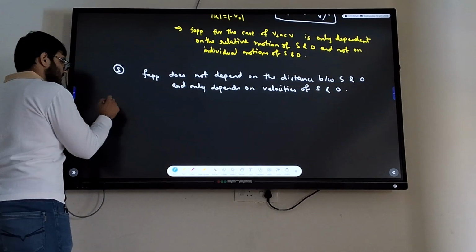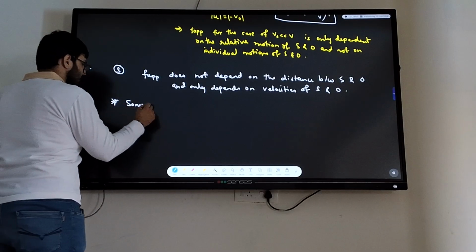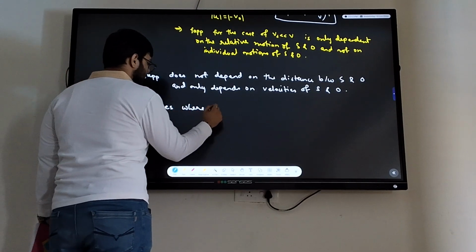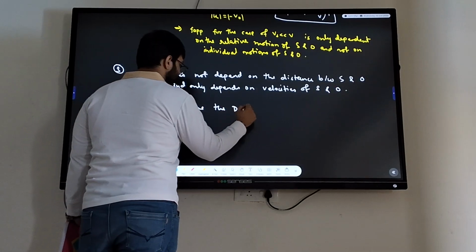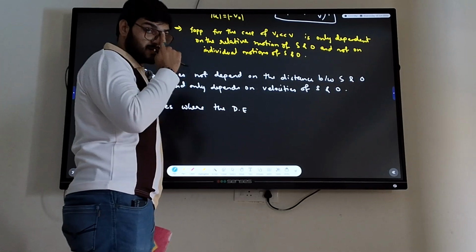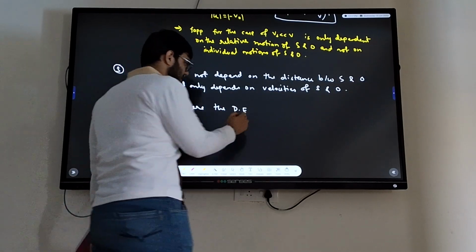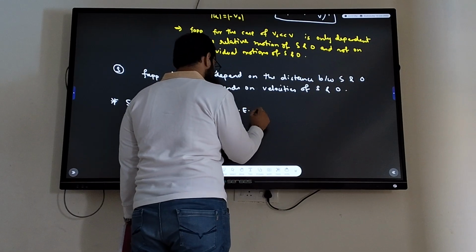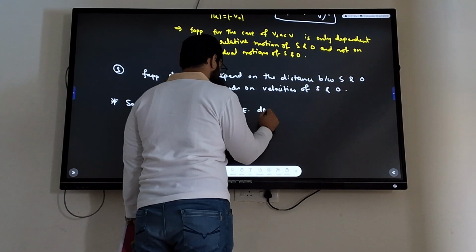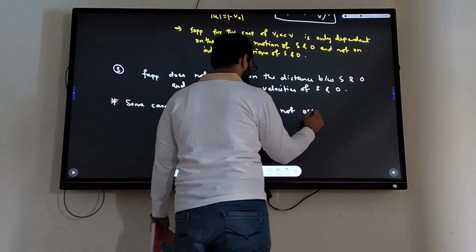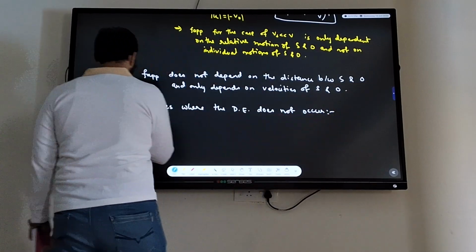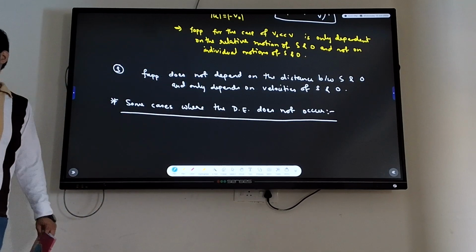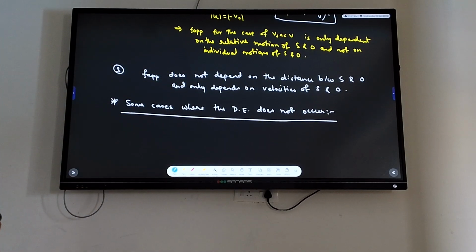Some cases where the Doppler effect does not occur. I will tell you in the point where Doppler effect does not occur. Let me tell you some cases in which the Doppler effect will not occur.